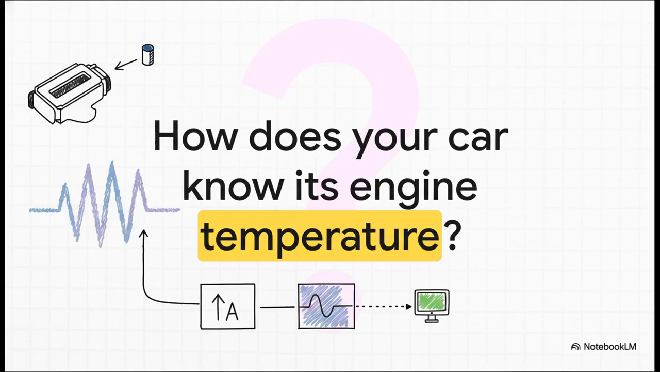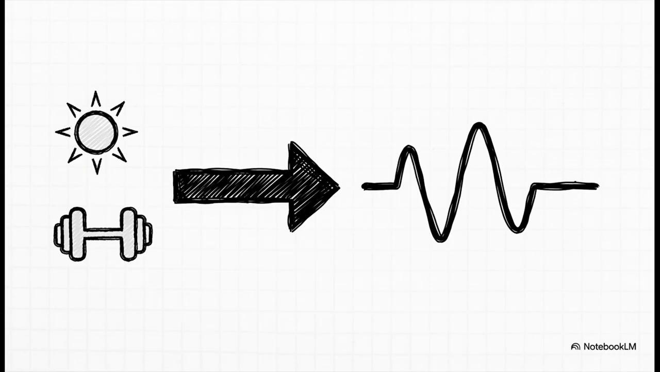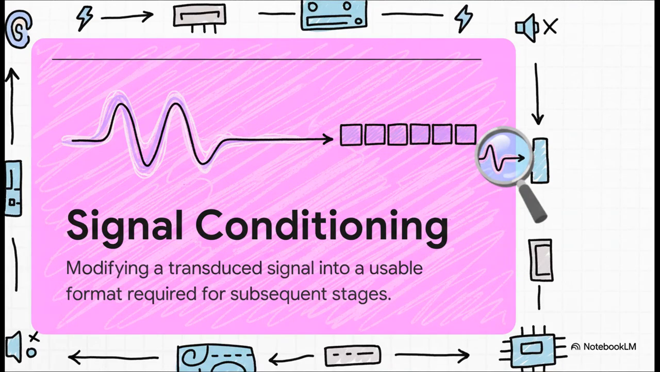It's this brilliant process that starts by listening very, very carefully to the world around us. At the end of the day, it's really just a translation problem. How do you take a physical reality, something like heat or pressure, and turn it into the language of electronics? The answer? Well, it's all about electrical signals. And that whole process, that translation, it actually has a name: signal conditioning.